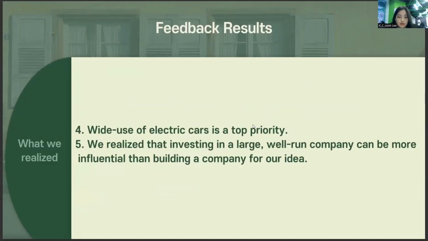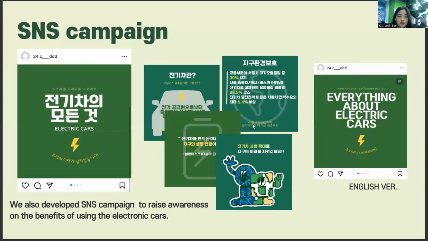And why the use of electric cars is top priority. And we realized that investing in a large, well-run company can be more influential than building a company for our idea. We also developed an SNS campaign to raise awareness on the benefits of using electric cars.